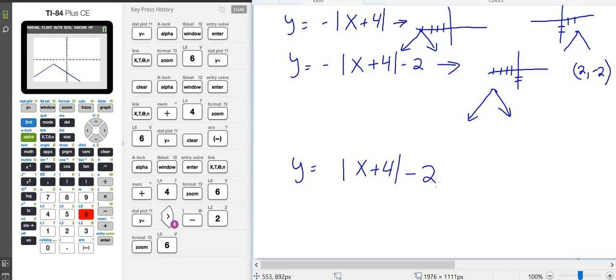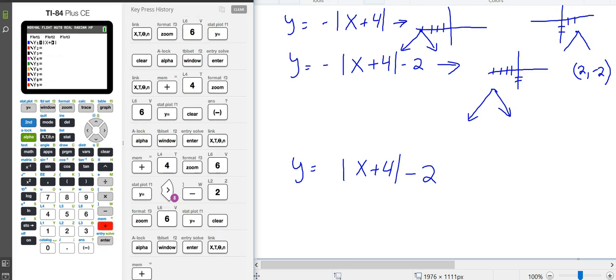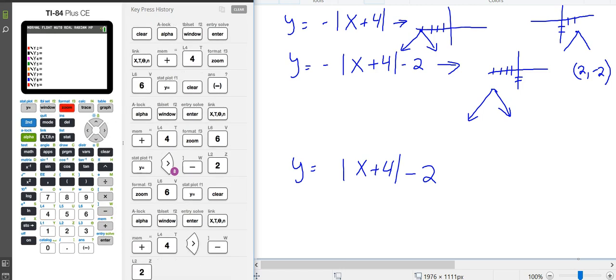You can graph it on your calculator. Let's graph y is equal to the absolute value of x plus 4 minus 2. Alpha window, enter, x plus 4, and then minus 2, and zoom 6 for zoom standard. So that's the graph, and we could see that the minimum value is right over here. But how do we know the exact coordinates? We could have the calculator tell us. So we see it's a minimum.